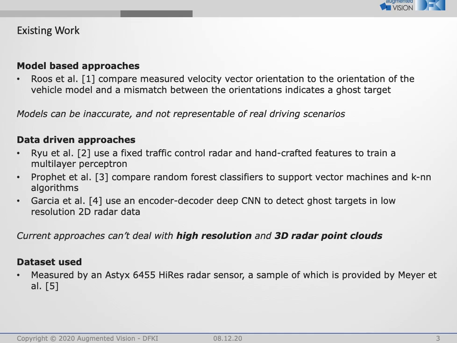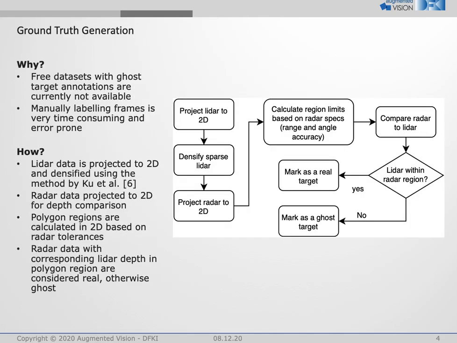The dataset we used was measured by an ASTIC's high-resolution radar capable of measuring, on average, more than 1,000 targets in 3D. That's an order of magnitude higher compared to current series production radar sensors.